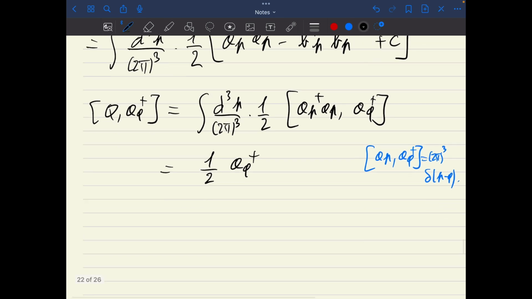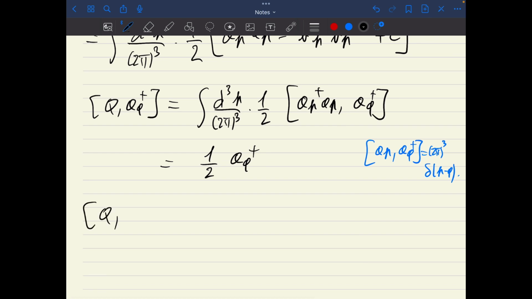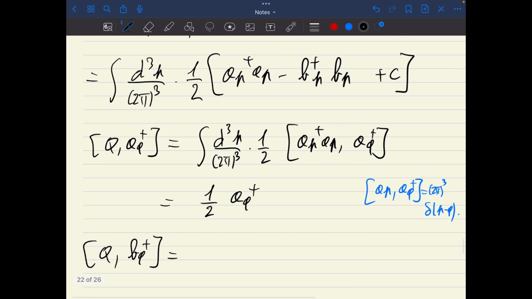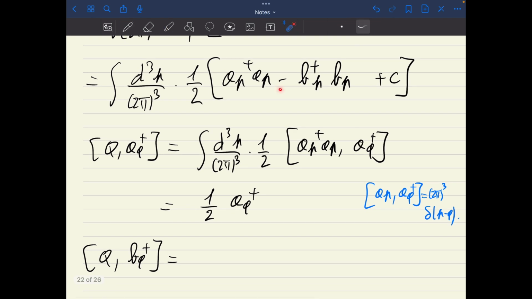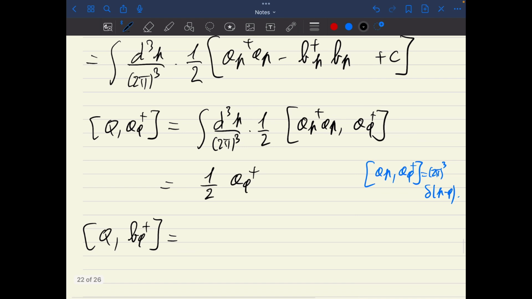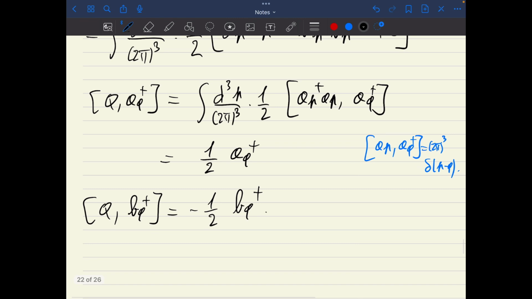And similarly, we can compute Q with B for a given momentum Q, and we see that it's basically the same, except that we have this minus sign. So it's minus 1/2 B Q. So those are the results. So this means that the A particle has charge plus 1/2, while the particle that is created by the creation operator B dagger has minus 1/2 charge.